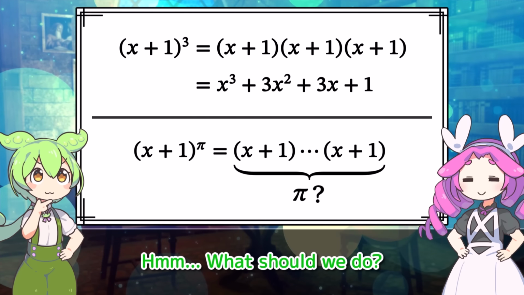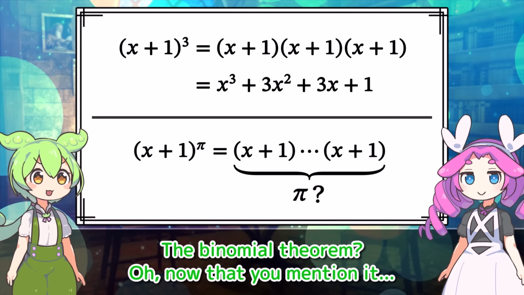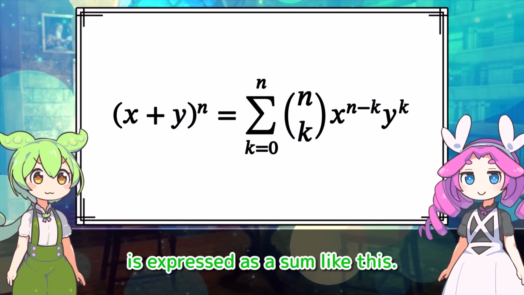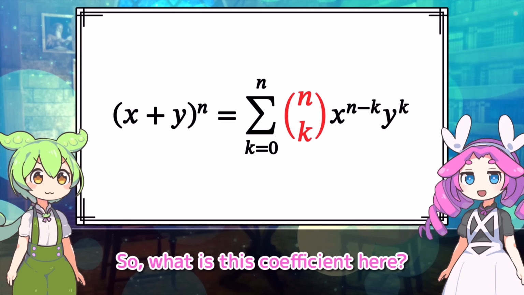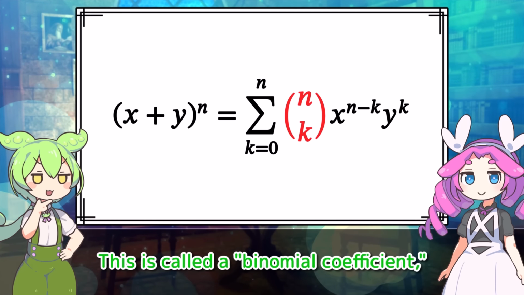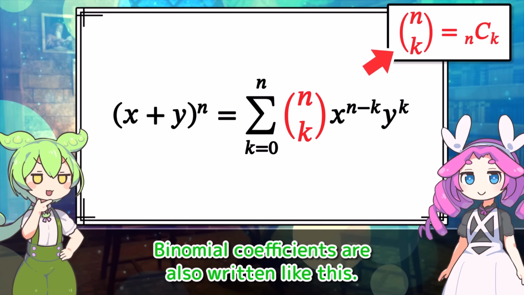What should we do? Zundamon, do you remember the binomial theorem? The binomial theorem? Oh, now that you mention it. If n is a natural number, the expansion of (x+y)^n is expressed as a sum like this. You remembered it well. So what is this coefficient here? This is called a binomial coefficient, and it represents the number of ways to choose k items from n. Binomial coefficients are also written like this.